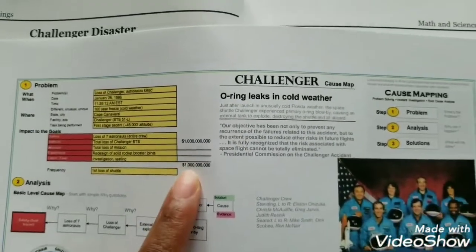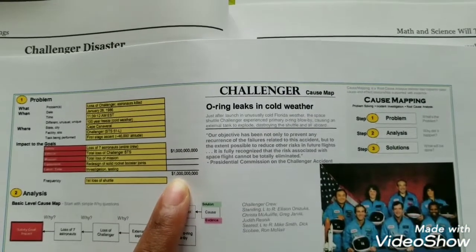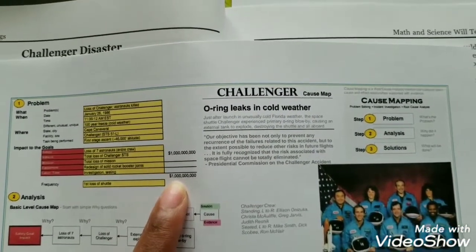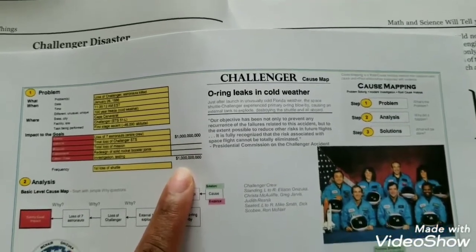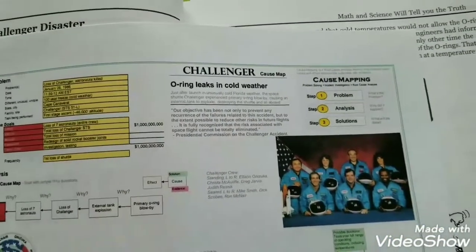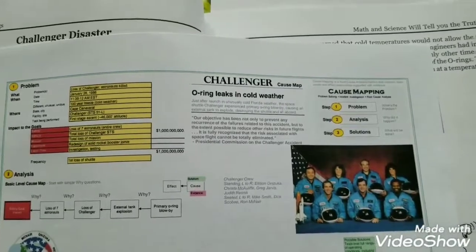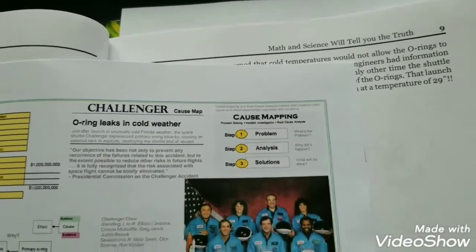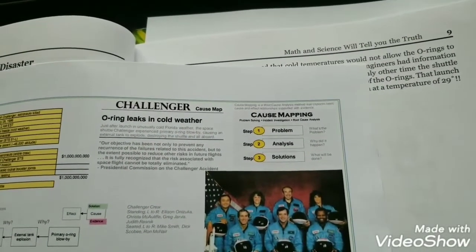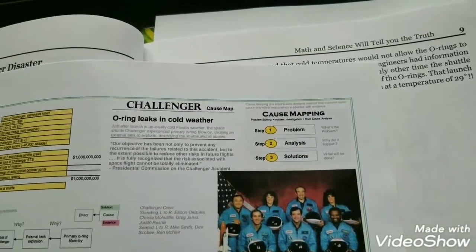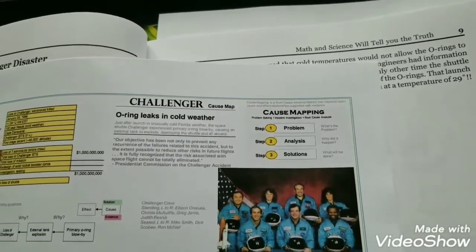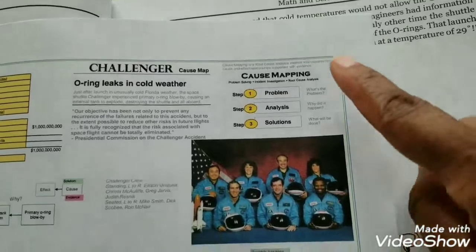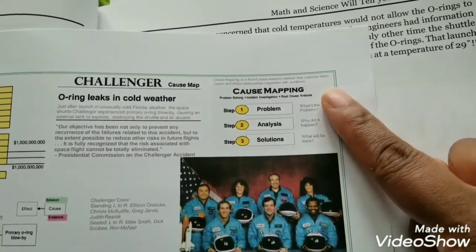Don't worry about this here. This dollar figure is basically the impact, okay? $1 billion impact to the organization. So I have that here, but I more than likely will just have him write that in because that's the financial impact of what took place, okay? He's going to do a mapping, which basically identifies what caused the situation, which was the O-ring leaks in cold weather. He's going to do his cause mapping here.